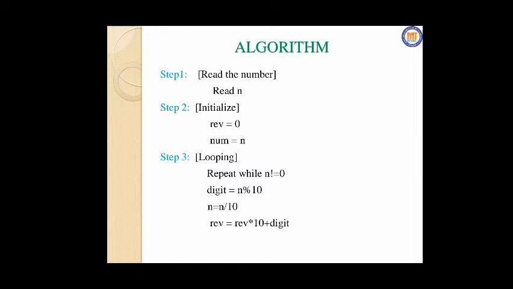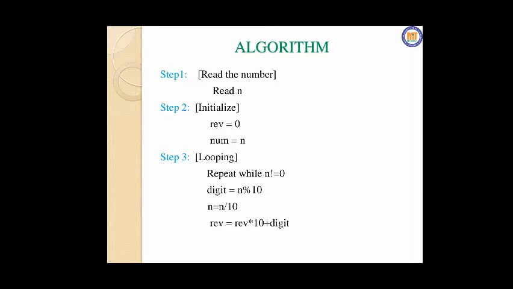In the first step, read n. Next, in step 2, initialize a reverse variable rev to 0 and num equal to n. Next, to reverse that number, we use the concept of looping. Here a while loop is used. Take a while loop with the condition that while n is not equal to 0, repeat the following 3 steps. These following 3 steps are the statement, condition and updation.